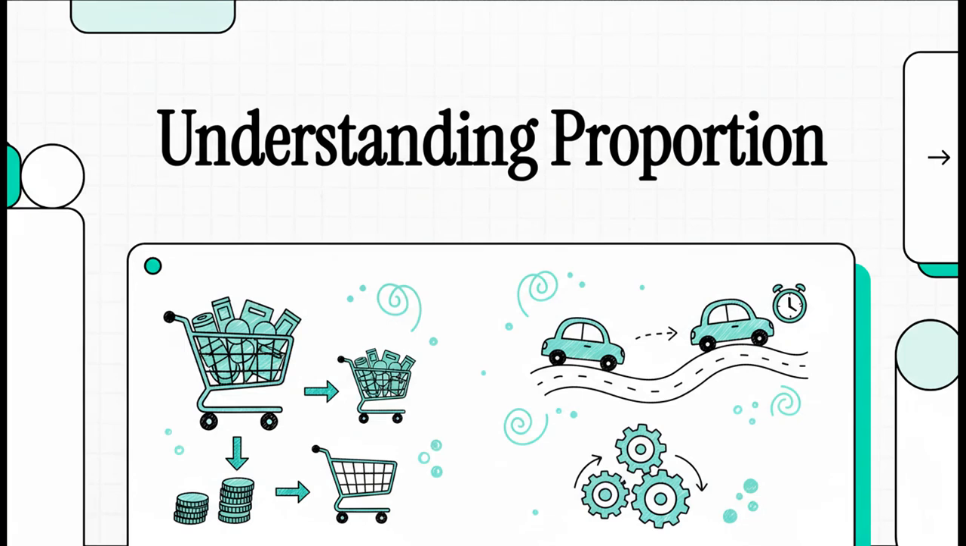Hello and welcome. Have you ever wondered how a store figures out the price of your groceries? Or how your GPS estimates your arrival time? Well, the answer is all about a core math concept: proportionality. It's kind of like the hidden logic that connects different things all around us. And today, we're going to break it all down step by step.